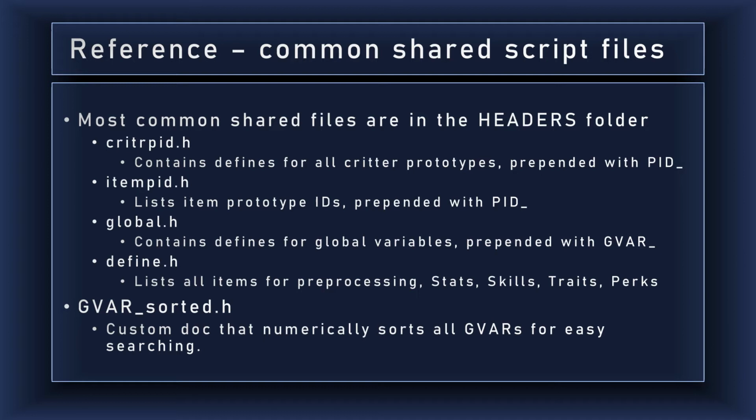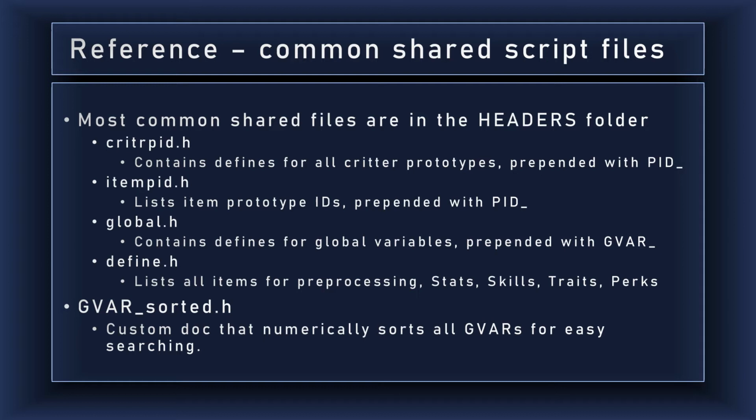And then, of course, we have define.h, which gives us all of our pre-processing items. Things like stats, skills, traits, and perks. So these are all items like, if you're an outdoorsman, or if you're charming, if you enhance barter, things like that. Conversationalist, I think that might be it.